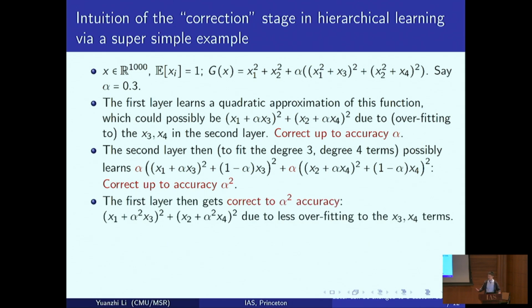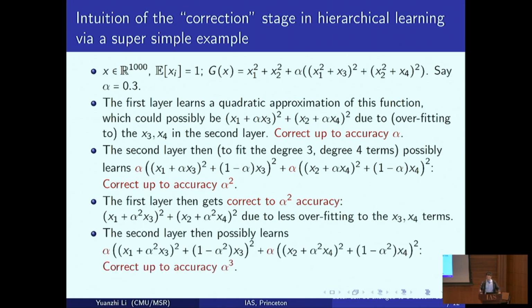And then the first layer now gets corrected to alpha squared accuracy because the second layer already learns the degree 3 and degree 4 thing up to alpha squared accuracy. So for my first layer, I don't need to overfit to the degree 3, 4 signal anymore, so I get more accurate. And then the second layer, because the first layer has a more accurate input, is probably going to be more accurate as well because it takes a better input from the first layer. So now it's accurate up to accuracy alpha squared. So you'll see the role of having this information gap, which is alpha smaller than 1. So you can proceed this process forever.